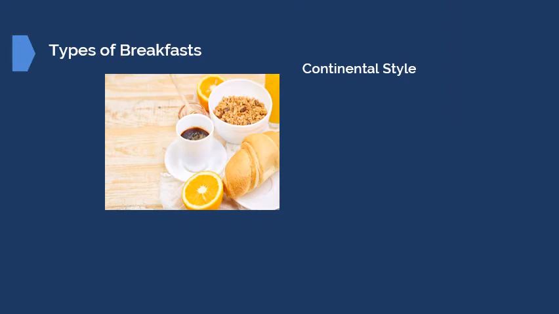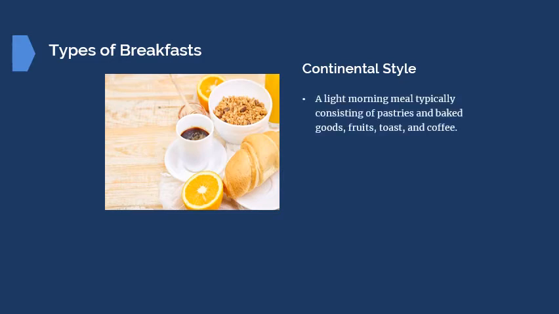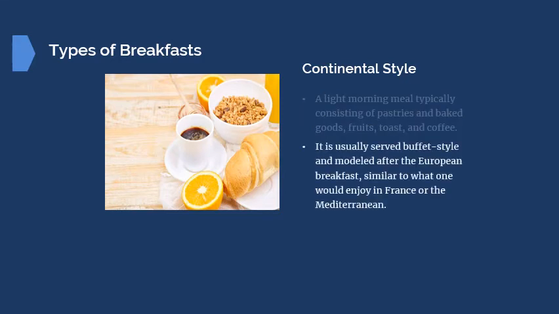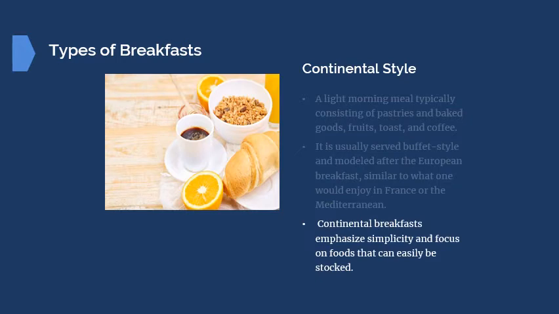So let's talk about some of the different types of breakfasts. Continental style is familiar to any traveler who's ever stayed in a hotel. It's a light morning meal typically consisting of pastries and baked goods, fruit, toast, and coffee. It's usually served buffet style and modeled after the European breakfast, similar to what one would enjoy in France or the Mediterranean. Having spent time in France and Italy, I can tell you that this is exactly what you would get for breakfast. Continental breakfasts emphasize simplicity and focus on foods that can be easily stocked.